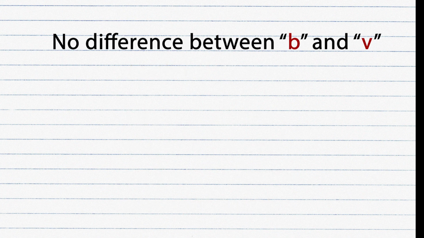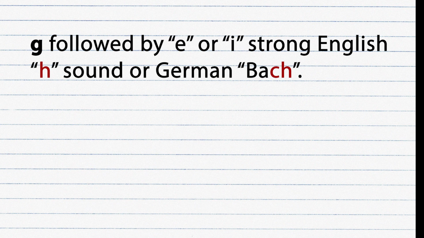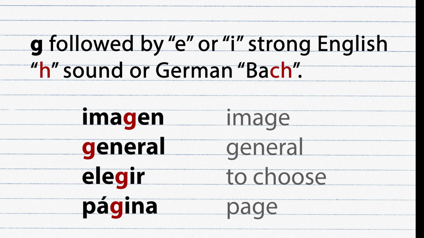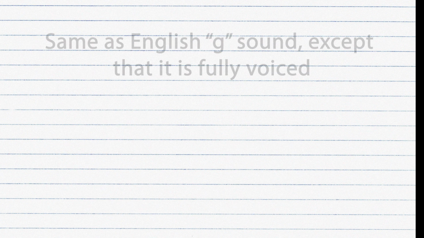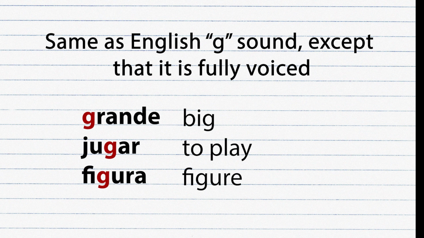In Spanish, there is no difference between letter B and letter V. For example, bate, vaca, vapor, bebida. When letter G is followed by E or I, it's pronounced as a strong English H sound or German Bach. Imagen, general, elegir, página. In other cases, the letter G is the same as a typical English G sound, except that it's fully voiced. Grande, jugar, figura.